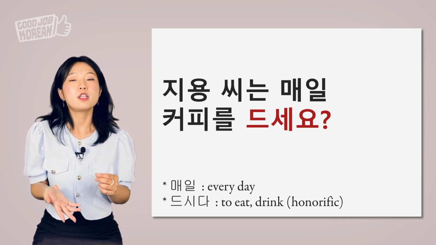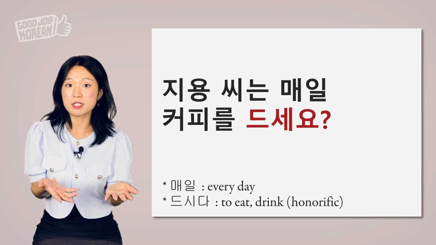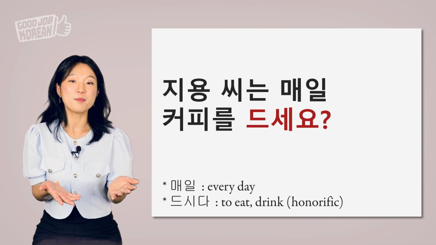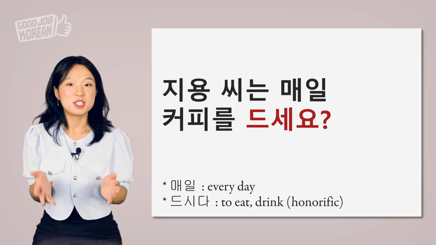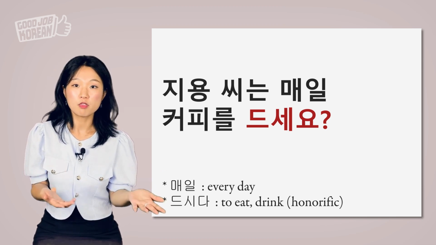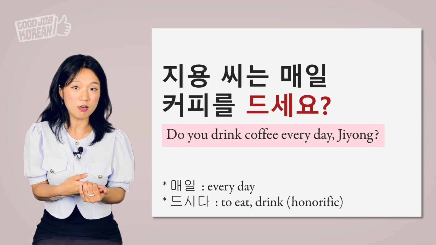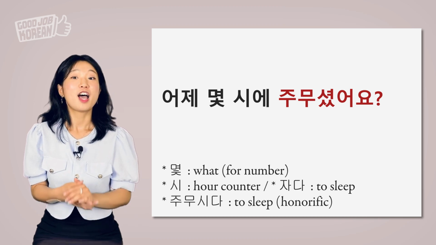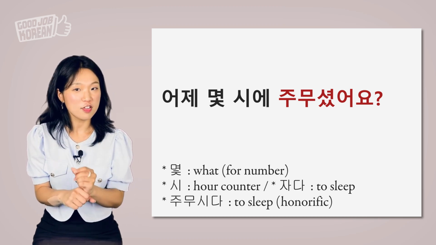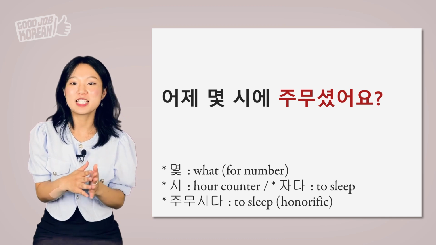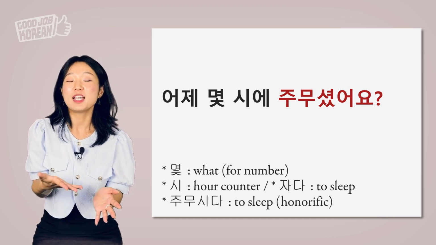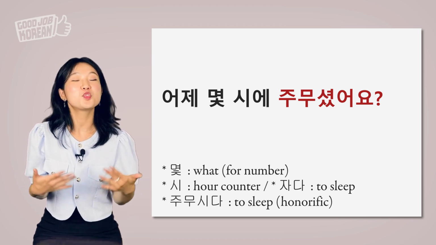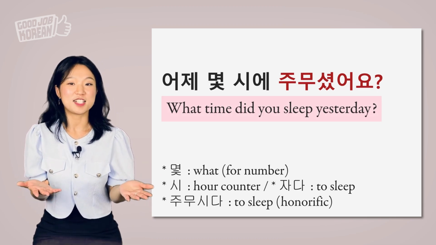So, if someone older than you or higher than you in social status is eating or drinking, you should use this fixed honorific form, 드시다. 지용 씨는 매일 커피를 드세요? Do you drink coffee every day, 지영? 어제 몇 시에 주무셨어요? 주무시다 is an honorific form of 자다, to sleep. 주무셨어요 is the past tense of 주무시다. What time did you sleep yesterday?